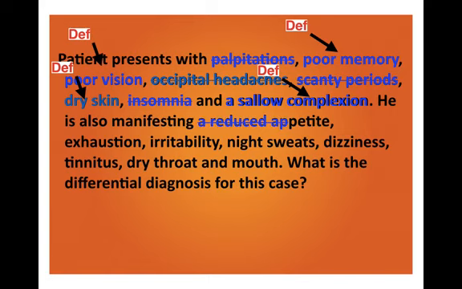Reduced appetite, we're going to surprisingly cross out as well. Most students tend to go towards spleen qi deficiency with a reduced appetite, but don't forget that food stagnation can cause that. Liver overacting on spleen can cause it. Liver qi stagnation can cause it as well, right? So that one's out. Same thing with exhaustion.